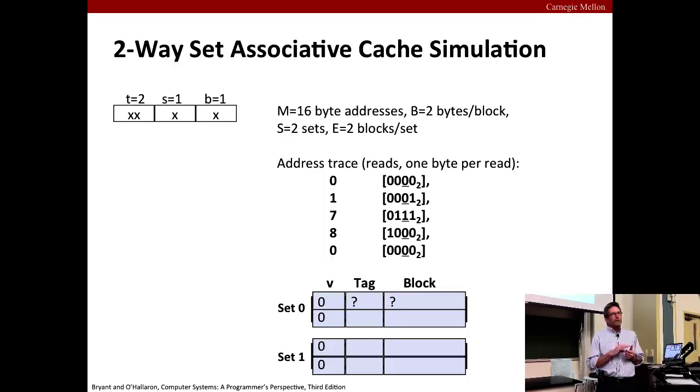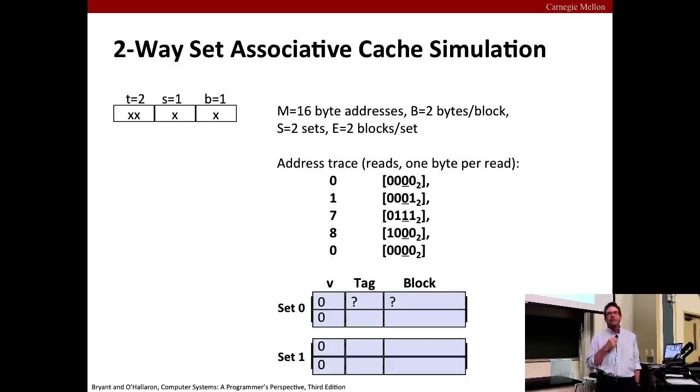So basically, the number of lines per set is a fixed high-level design parameter. The size of the cache is a high-level design parameter, and then the number of sets is induced from that.